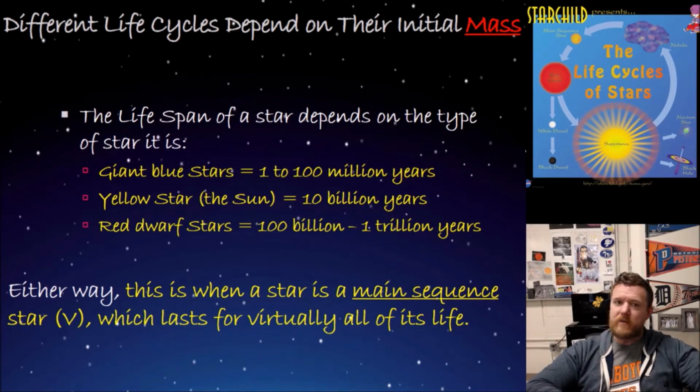I want to point something out too. If a red dwarf star lasts between 100 billion and a trillion years, our universe is only 14 billion years old. Is there a single red dwarf that has ever died? Nope. The first red dwarf ever formed is now, let's say, 13.5 billion years old. It's still a little kid. Like, it still has a long ways to go. So there is not a single red dwarf that has ever died.